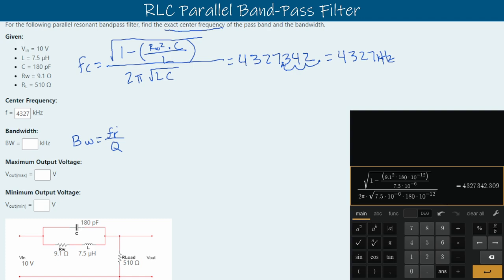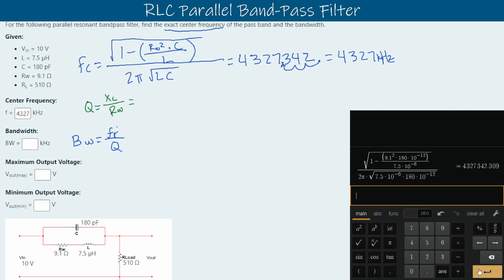Our Q value is our components, right? It depends on our inductor and our resistors in the circuit. So we'll say Q is equal to our XL divided by our RW, right? Our winding resistance. That's what we're going to use for this. We're not using the load for this one. In the series one, you would use the load with it. And so in this case, we'll do our XL on top. We don't have our XL, right? So let's do that first.